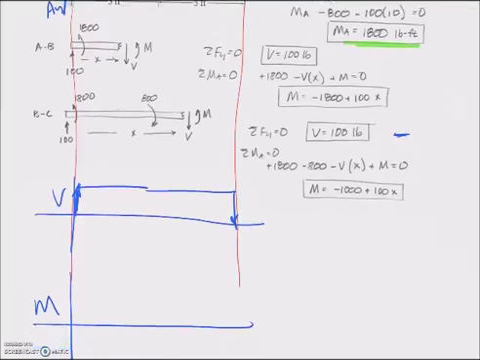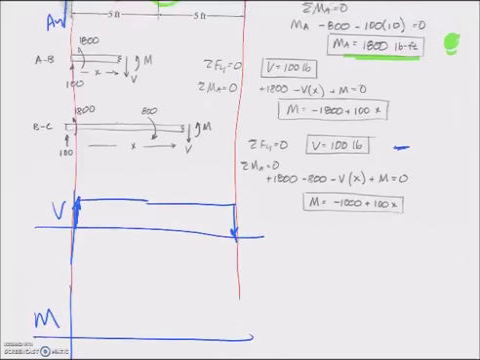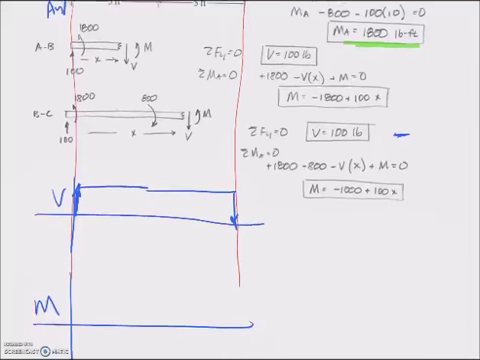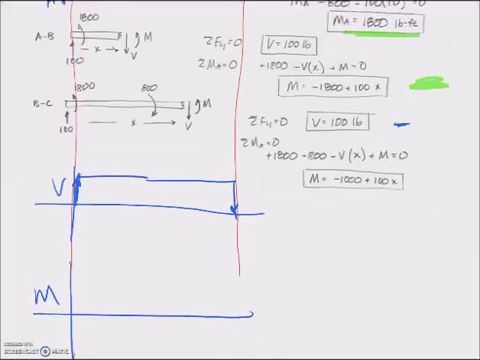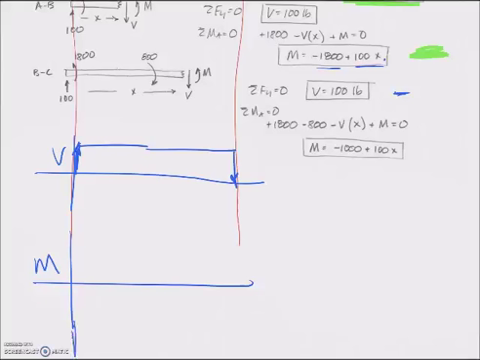The moment, if I look at this equation right here, no, I beg your pardon, not that equation, but this equation right here. Here's the moment equation that's valid between A and B. And if I look at that, at x equals 0, the moment is equal to negative 1800. So it begins at negative 1800, but increases linearly. And that's what we see right here with that term right there.